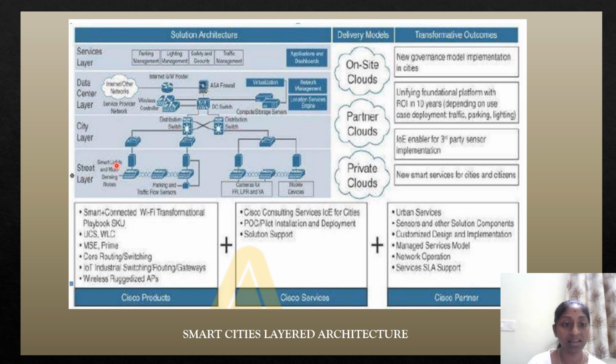is the street layer. It also consists of many different models, that is the delivery models, then the transformative outcomes, Cisco products, Cisco services, and the Cisco partners. This is the overall architecture of the smart city layout.